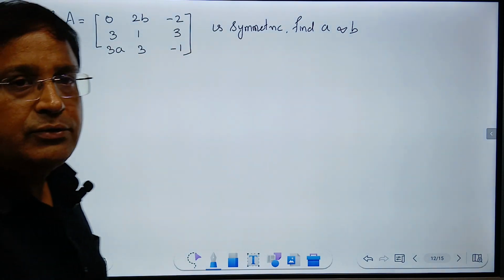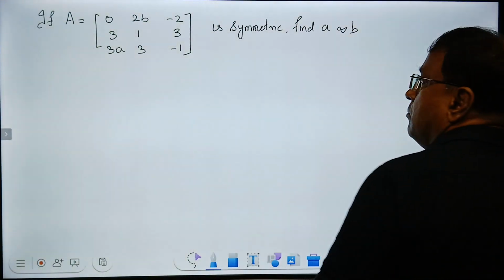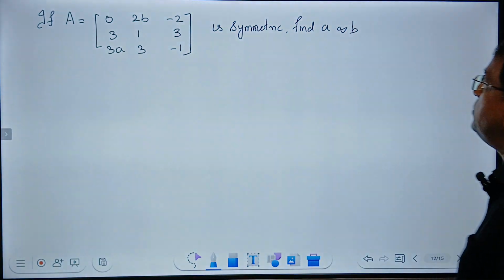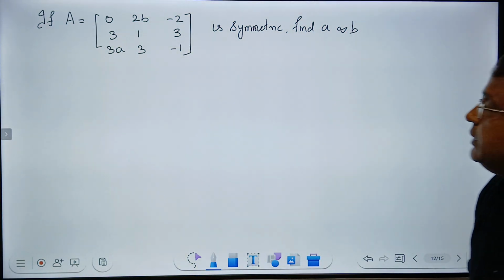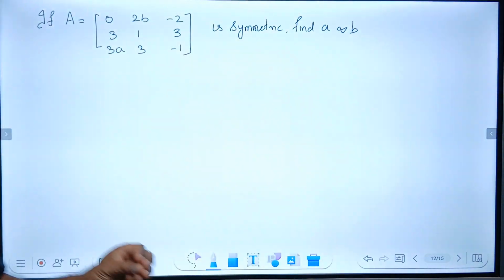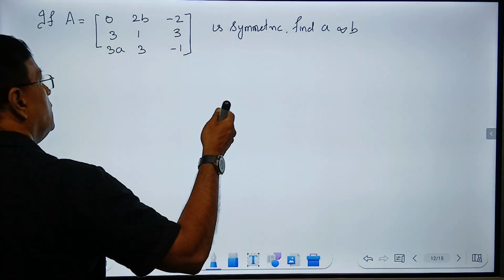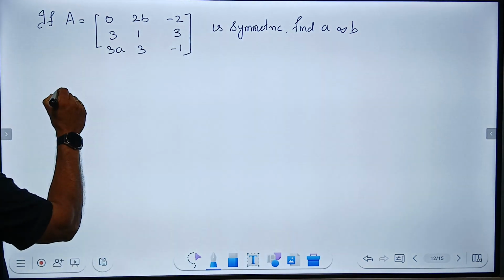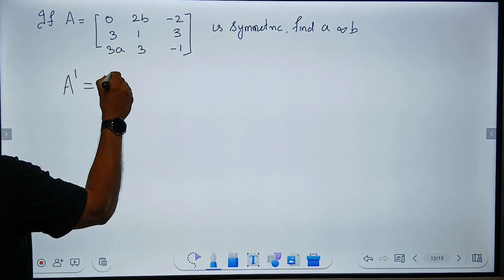Now, very special problem. This is again a 1 mark question. A matrix A is given, and it is said to be symmetric. Find the value of A and B. Now what is the meaning of symmetric? Very, very simple. I have told you last class. The formal way of doing it is A transpose is equal to A.